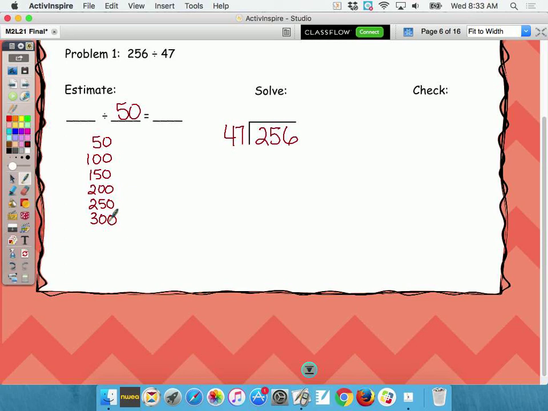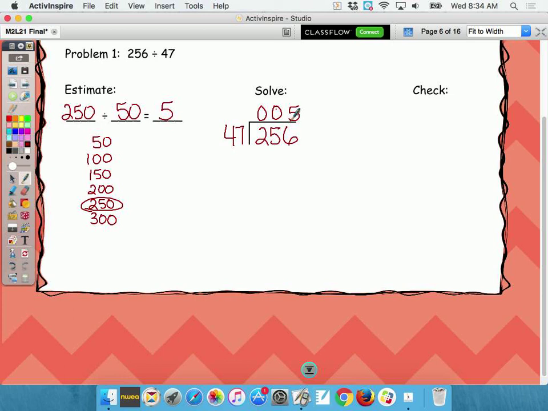So what number over here is closest to 256 without going over? 250. So that can be our estimate. 1, 2, 3, 4, 5. Okay, let's try a 5. Okay, so 47, you cannot make 47 groups out of the number 2. You cannot make 47 groups out of the number 25. So your 5 has to go above the 6.